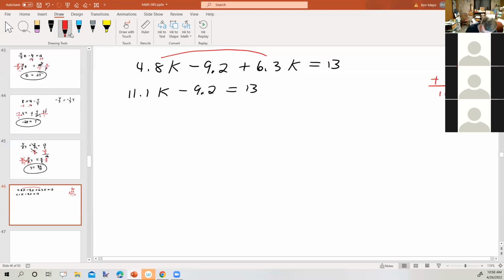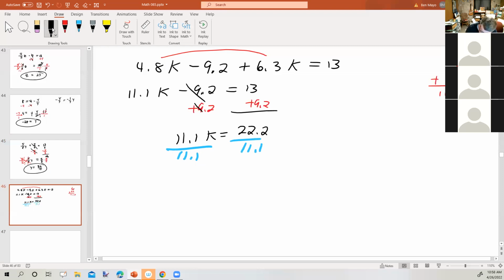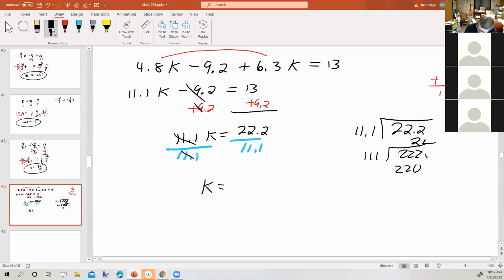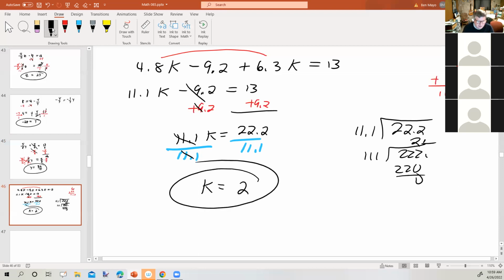Next, I'll go in and add 9.2 to both sides of the equation. So 11.1k equals 22.2, adding those up. Then I'll come back and divide both sides by 11.1. So I get k equals, let's see, 22.2 divided by 11.1. We'd move the decimal over one place and it goes in exactly 2 times. Any questions there?